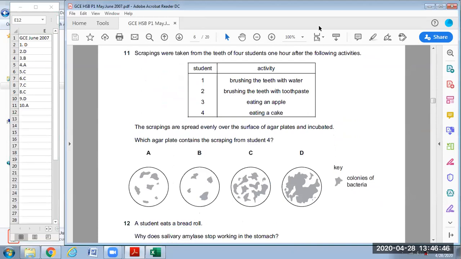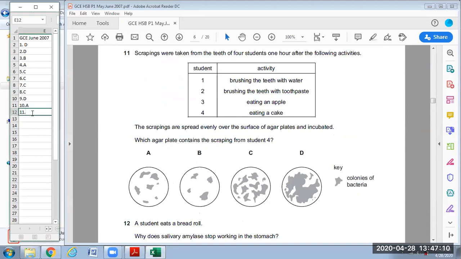Number 11. Scrapings were taken from the teeth of 4 students 1 hour after the following activity. The scrapings are spread evenly over the surface of an agar plate and incubated. Which agar plate contains scrapings from student 4?